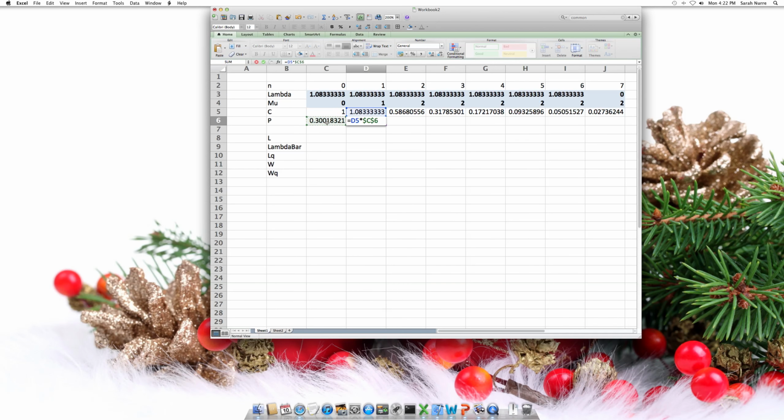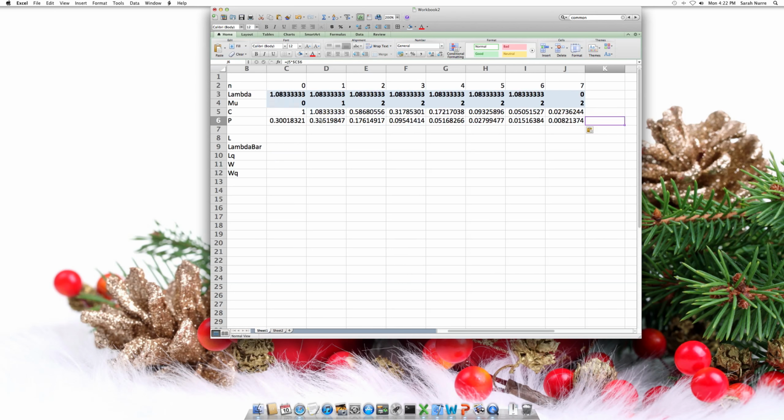I'm going to lock P0 here because everything is times P0. So here this is essentially C2 times P0. And then I can just carry this across and get all of my P values.